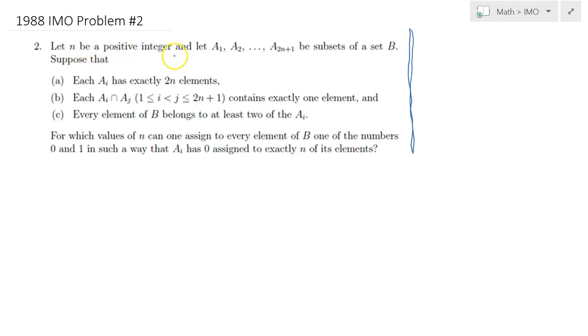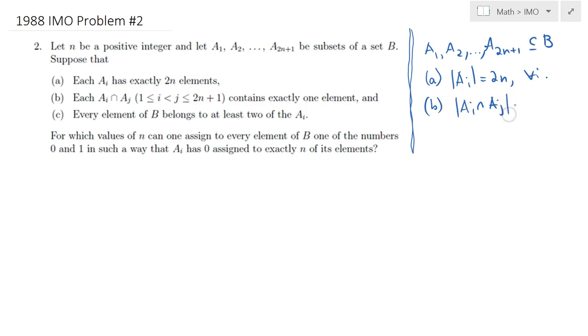So we're given n being a positive integer, let a sub 1, a sub 2 all the way to a sub 2n plus 1 be all subsets of the big set B, and then we are also assuming three things. First, each A_i has 2n elements for all i. Secondly, property B: each A_i and A_j together have only one common element, for i not equal to j. And finally this weird condition: every element of B belongs to at least two of the A_i.